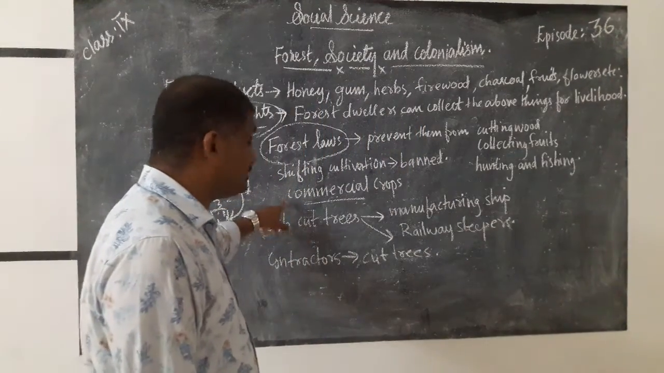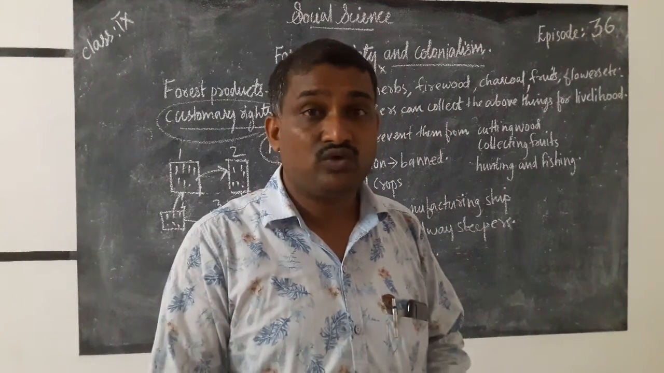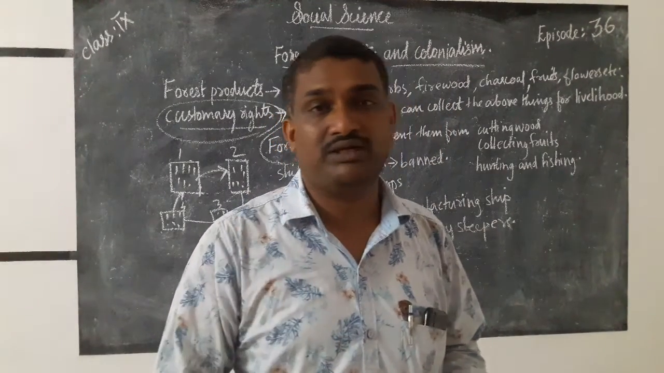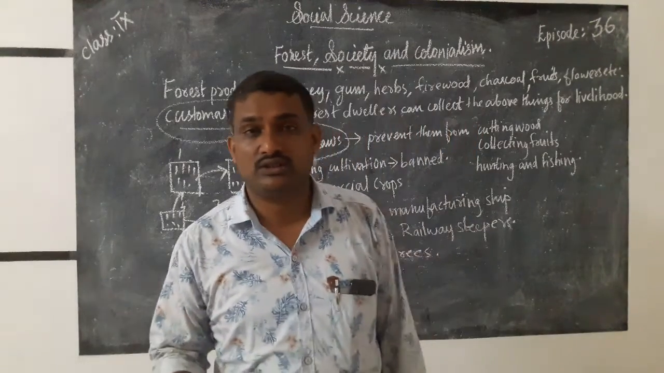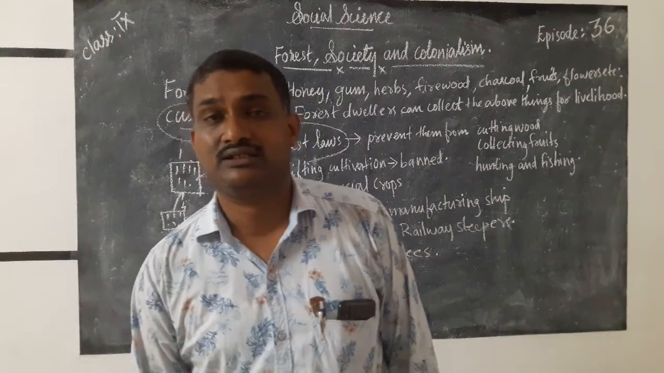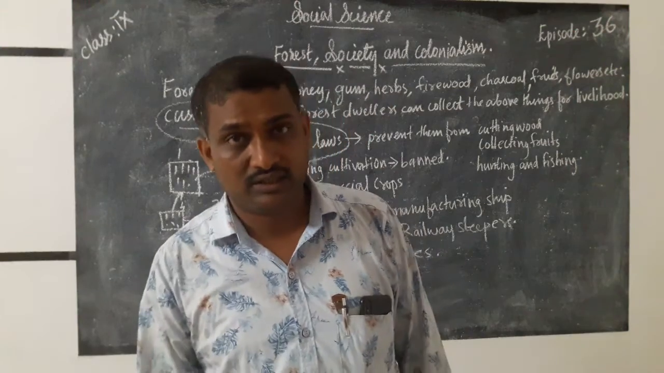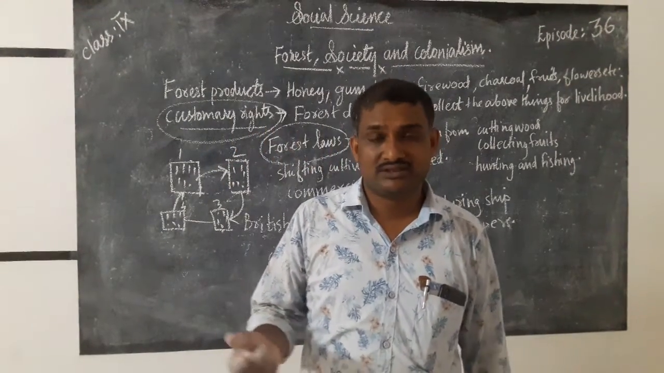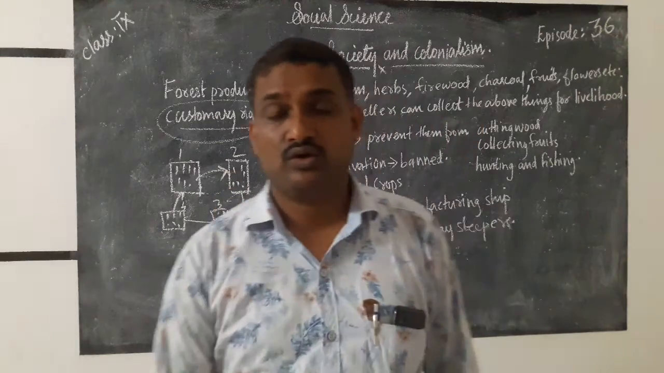And commercial crops. In that time, when the Britishers made India a colony, they forced the Indians to cultivate commercial crops. Commercial crops like cotton, jute, indigo. They were asked to cultivate such crops rather than wheat, barley, and rice. So instead of food crops, they asked them to cultivate these commercial crops.